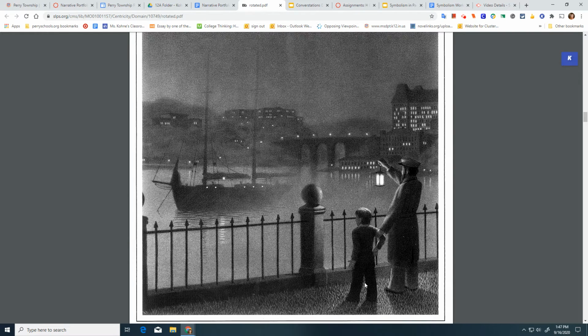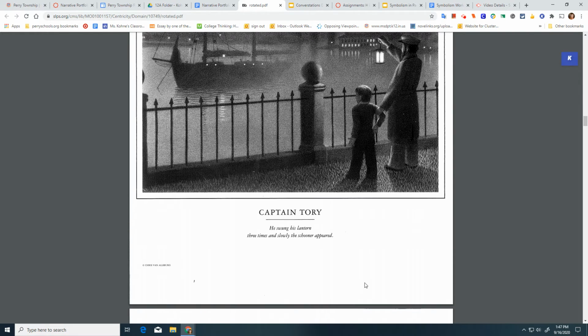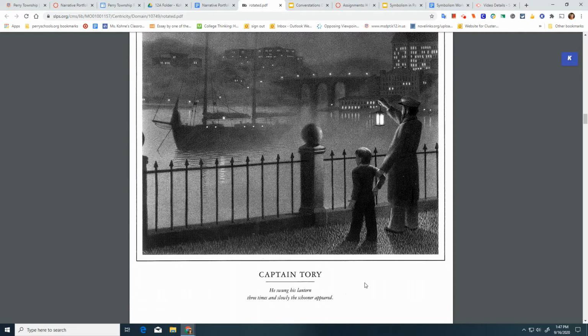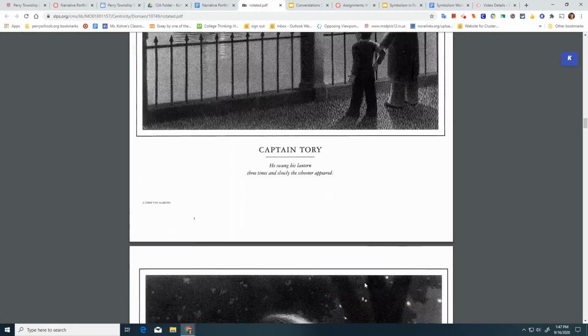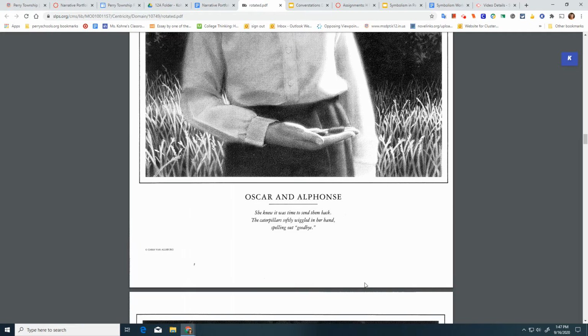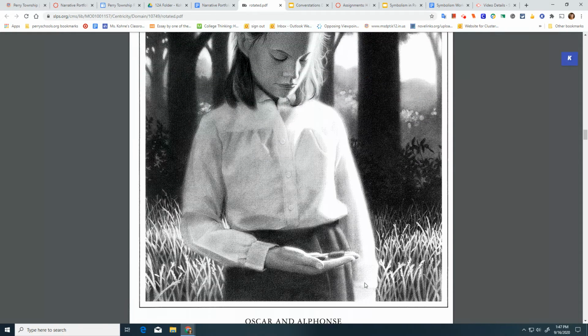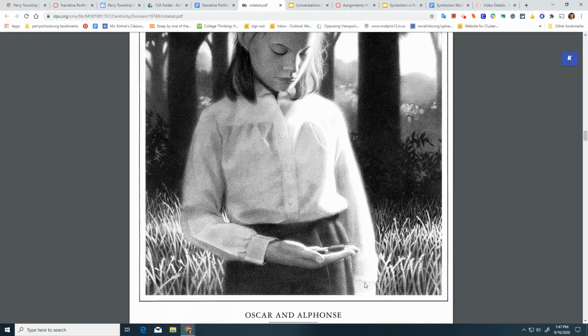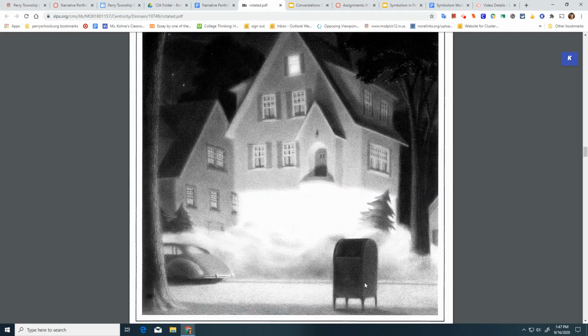Oh, what a beautiful, beautiful picture. Captain Torrey. He swung his lantern 3 times, and slowly the schooner appeared. Wish I had that power. This one is called Oscar and Alphonse. She knew it was time to send them back. The caterpillar softly wiggled her hand, spelling out, goodbye. I wonder how they became good friends.